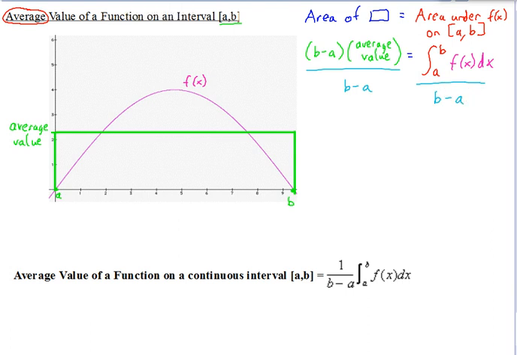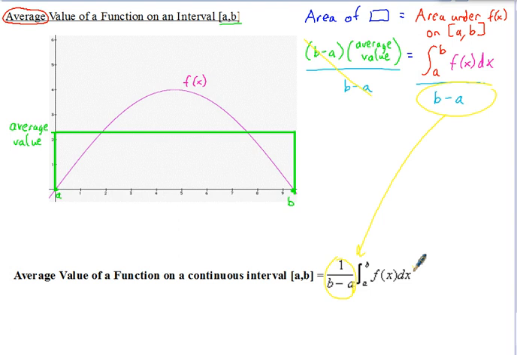So then the b minus a's would reduce out. And since b minus a are just constants, those can be pulled out in the front, and they're on the denominator, so 1 over b minus a goes out in the front. And then the integral from a to b of f of x dx. There's our average value formula.